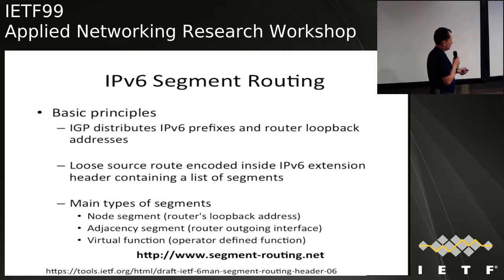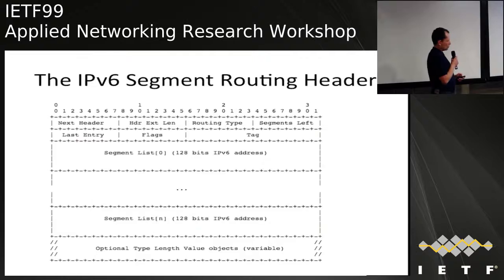And it's also possible to use an IPv6 address to encode a virtual function that will be applied on the packet on a router to support NFV, for example. And there are lots of use cases for IPv6 segment routing, and there are working group discussions within the IRTF on that. So how do we do that?